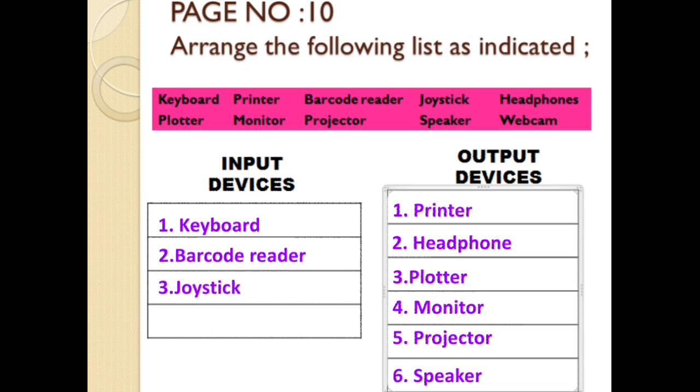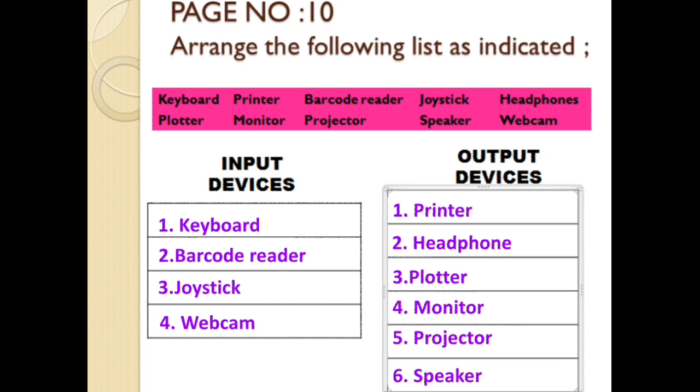The next one is webcam. Webcam will capture your face. So it is an input device. So see, keyboard, barcode reader, joystick and webcam are input devices. Printer, headphone, plotter, monitor, projector and speaker are all output devices.